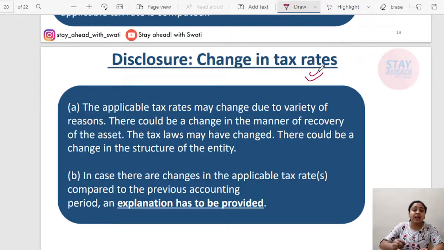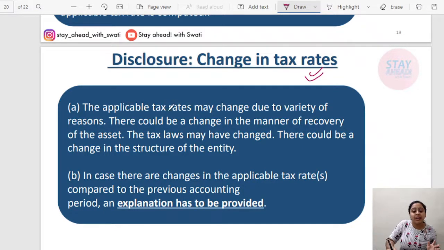Simply, if there is a tax rate change, okay, the tax rates have been changed, then what do you need to do? You need to record it at the current rate itself, and the changed rate will be applied from the date it becomes effective. But in between, you have to make a disclosure about the effect of the change of the tax rate.